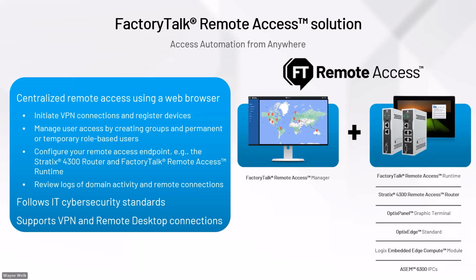And you can configure remote access endpoints through the browser. This would be your Stratix 4300 router and the FactoryTalk Remote Access runtime itself. On the right, you'll see that we have some panels, some awesome 6300 PCs, and edge compute modules. Each of those will function as endpoints by default for remote access. So you can remote directly into those devices, while the Stratix 4300 acts as a router to devices on the network to access any device that's connected to it. I can go to the next slide.